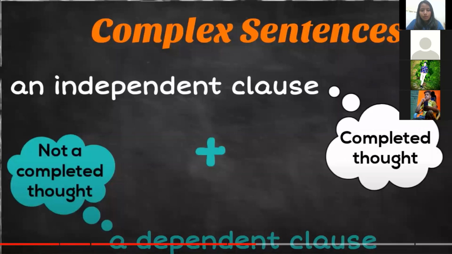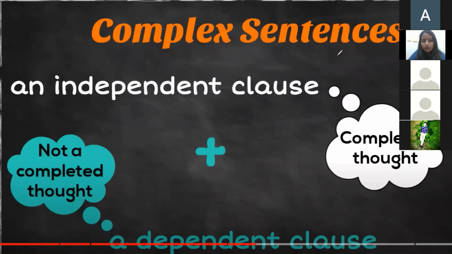Okay, in a complex sentence, there is an independent clause plus a dependent clause. So do you see how this is going? In a simple sentence, there is only one independent clause. In a compound sentence, there are two or more independent clauses. And in a complex sentence, एक independent और एक dependent clause. Clear? Yes, ma'am.